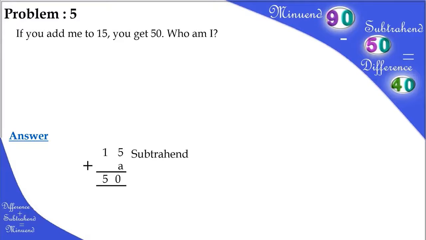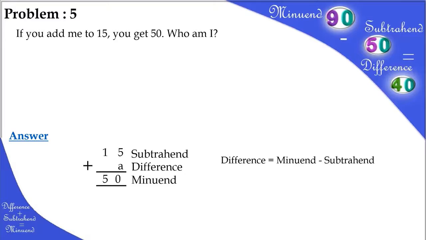15 is the subtrahend, A is the difference, 50 is the minuend. Difference equals minuend minus subtrahend, which is A equals 50 minus 15. 50 minus 15 is 35. So the answer will be 35.